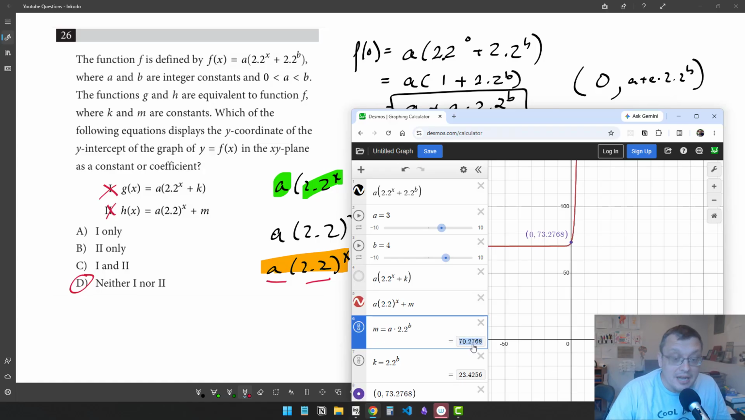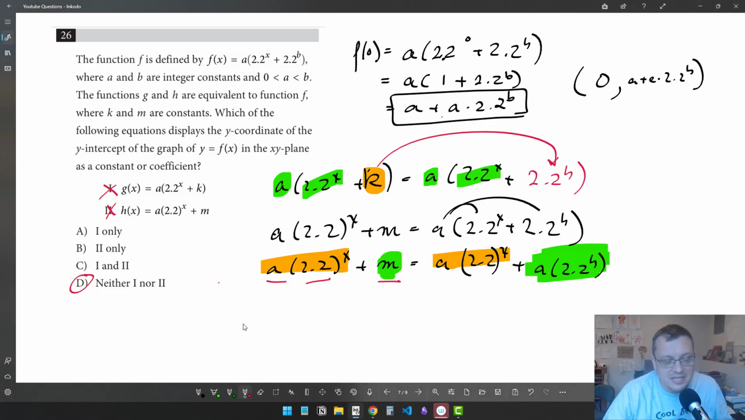Now this is actually pretty close, 70.2768, but it's not quite, right? I needed it to be 73. So when I look at this equation, is a equal to 73 and change? No. Is 2.2 equal to that? No. Is m equal to 73 and change? Well, it's equal to 70 and change, but it's not the same. It's got to be equivalent. So again, this proves that it is not 2 either. So the answer is D.